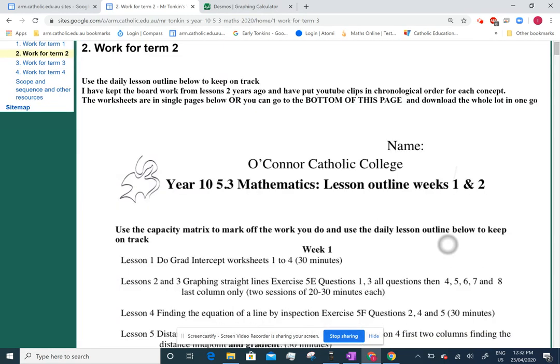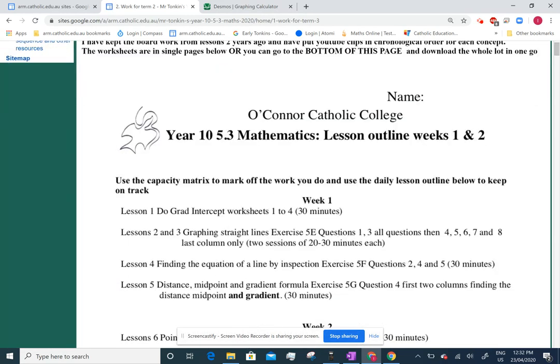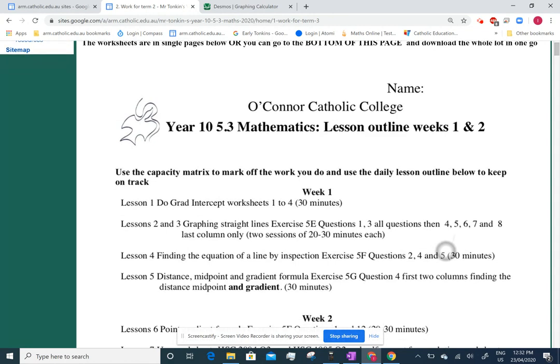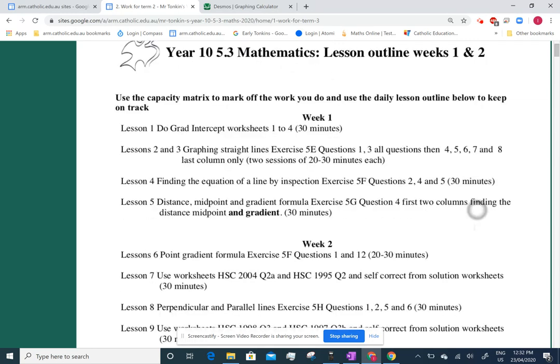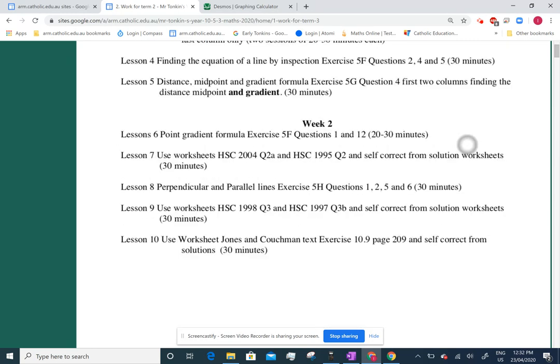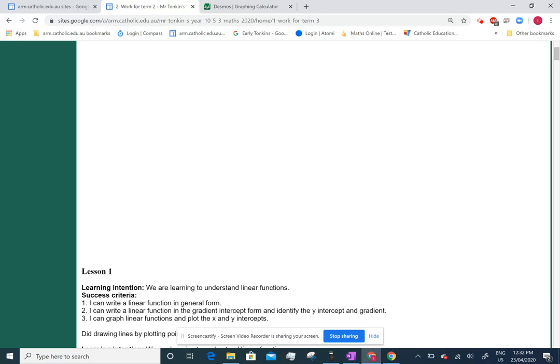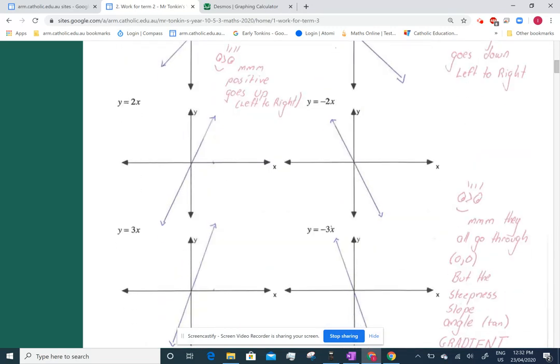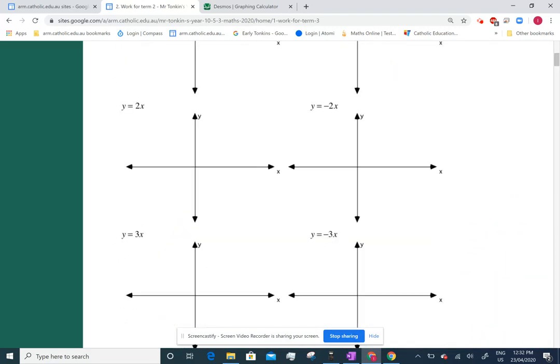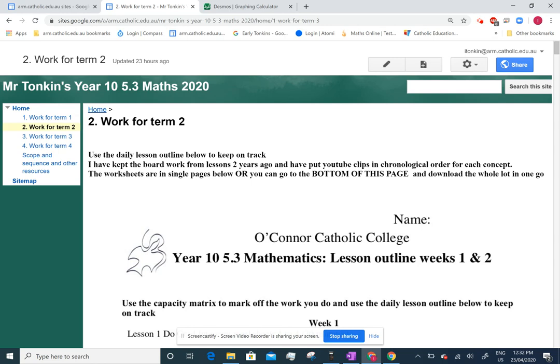Our outline is a little bit different because it's not done as timetabled lessons. It's done as you do a little bit of maths each day, half an hour, sometimes a little more, sometimes a little less. So you can see here for the first 2 weeks, 5 lessons each week. And what I've done is I've put each work for each lesson with the learning intentions, and whatever it is that you need to do is listed there with solutions. And I'm going to put videos up or YouTube clips up.